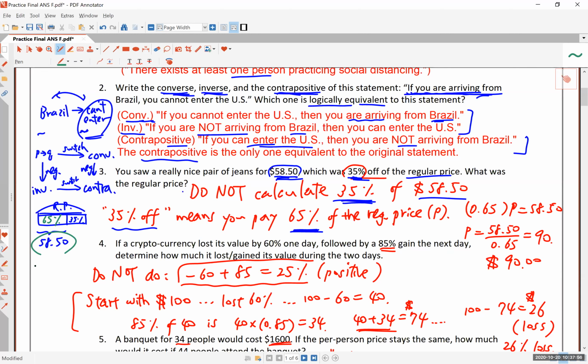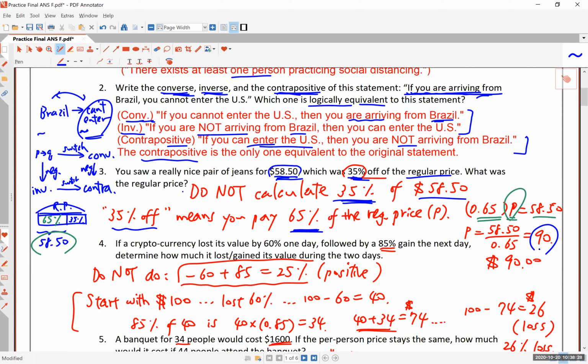And the answer is, well, the procedure you would have to take is 58.50 divided by 0.65. But that's because 65% of the price P was 58.50, right? So in order to find this P, you would have to divide both sides by 0.65, which represents 65%. All right, so the answer is 58.50 divided by 0.65, and that is $90.